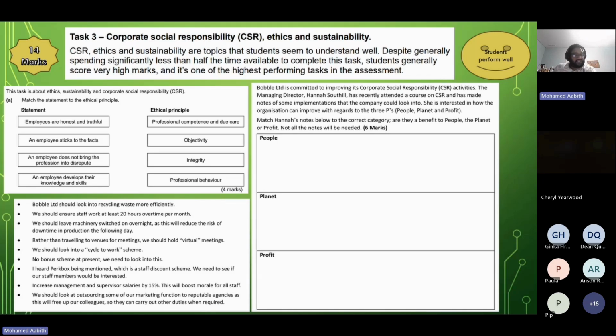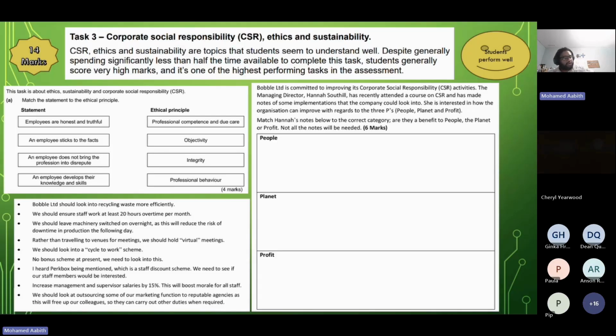So they're saying here, Bobble Limited should look into recycling waste more efficiently. So what is that going to help with? That is going to be more like a planet thing, isn't it? Because if recycling means you are making sure the planet looks after itself.